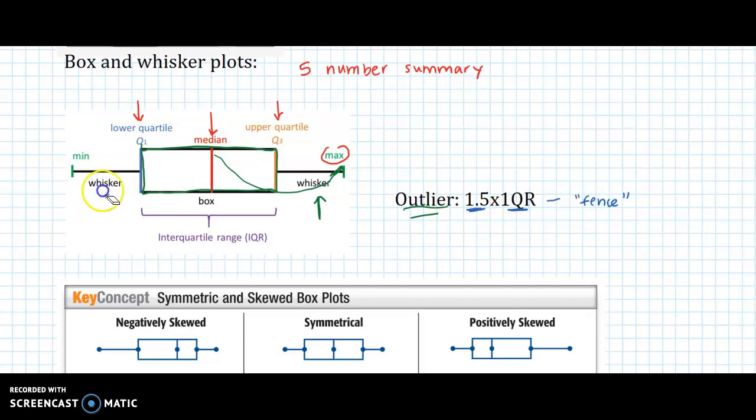What you do with this number is you add your fence to your upper quartile and you subtract it from your lower quartile. Usually you don't draw this in your box and whisker plot. I'm just doing this as a way to represent it. So if a number is outside of that fence, then it is considered an outlier.